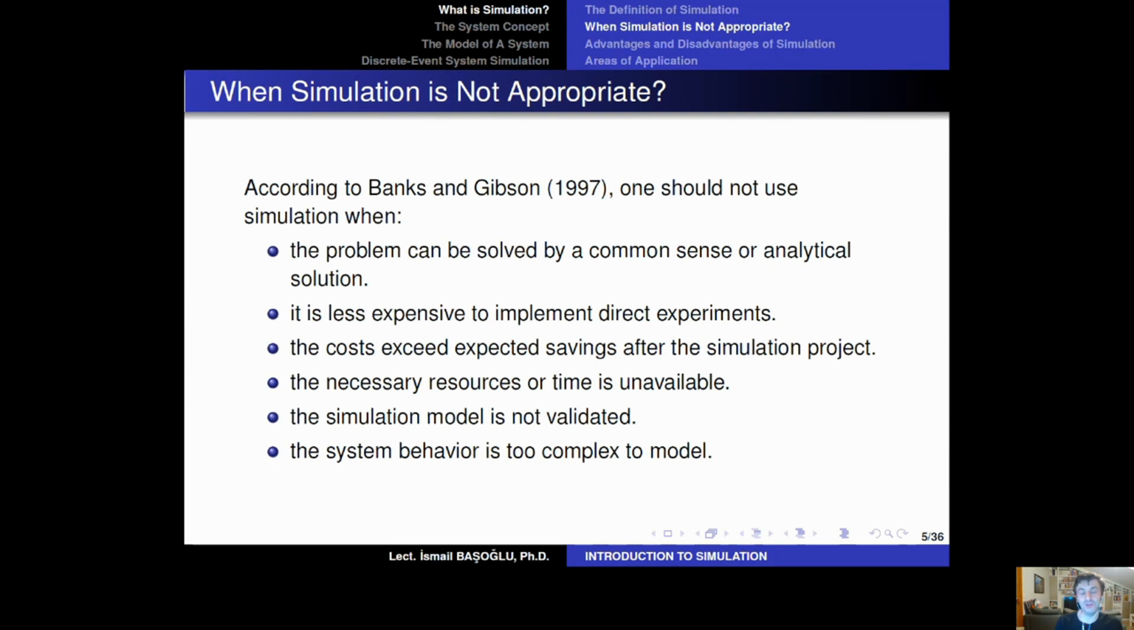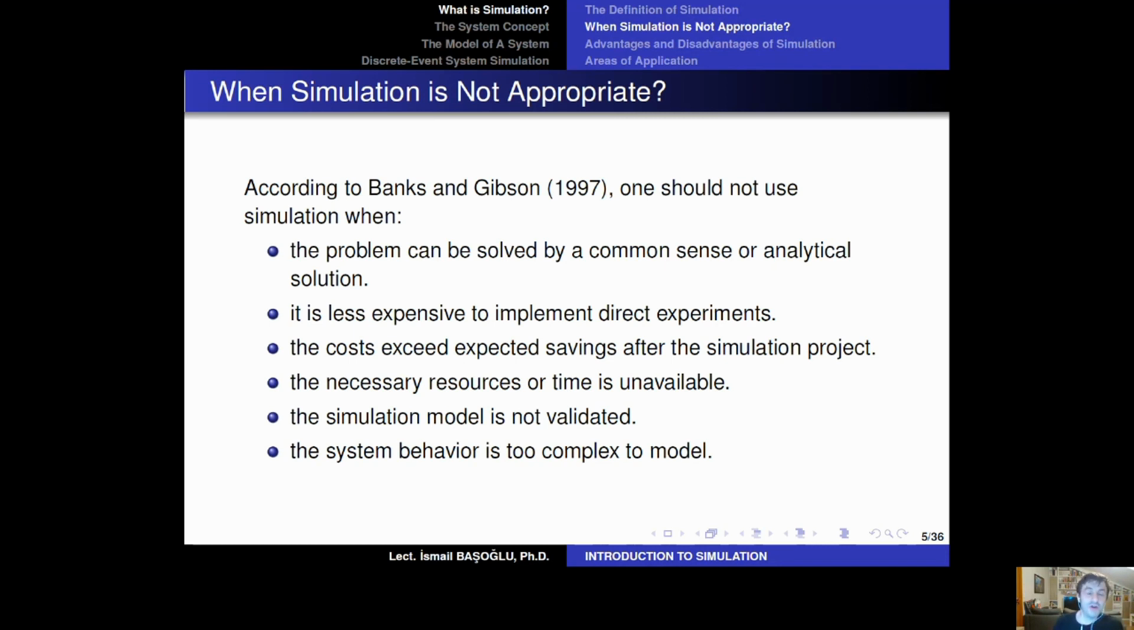But still, even if the simulation approach or simulation methodology seems to be a very good methodology, according to Banks and Gibson, and by the way, Banks is the author of our textbook, according to Banks and Gibson, there are some situations where simulation is not an appropriate tool to use.